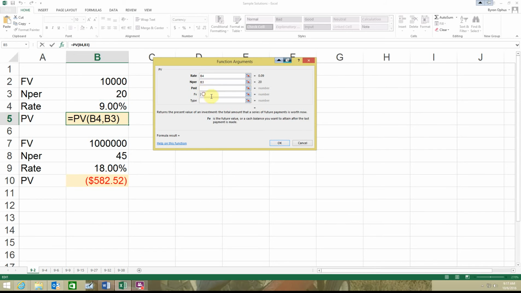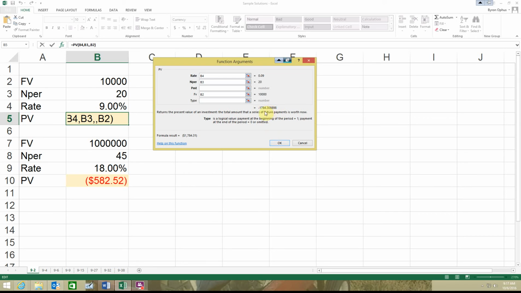Again, we don't have a payment, but we do know what our future value is. Okay, and type is logical. Payment at the beginning of the period equals 1. Payment at the end of the period equals 0 or omitted. Typically we're going to leave this blank, but there will be some times, especially when we do future value calculations, where this may be important. But for all intents and purposes, for the most part, if it doesn't say anything that would lead you to say it's at the beginning of a period, leave it blank.